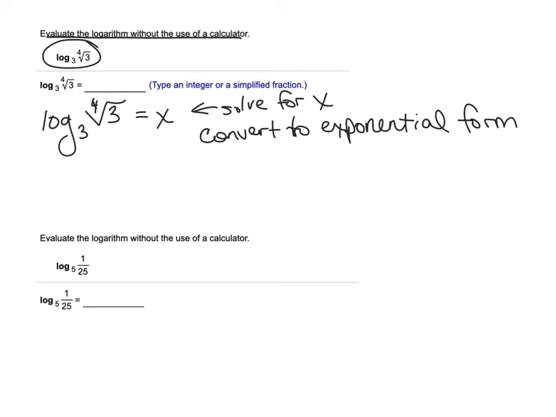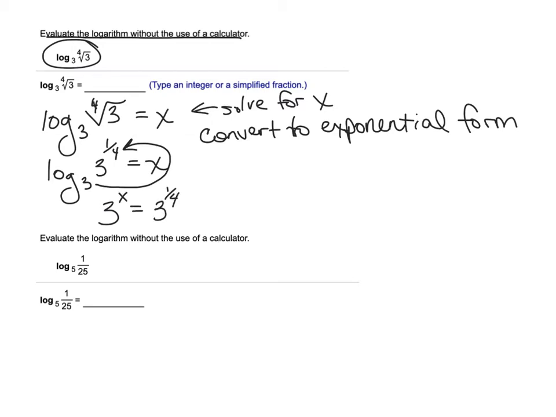Okay, let's do that. Actually, before we convert, let's rewrite the 4th root of 3. That would be 3 to the 1/4. Now, let's convert it. Remember how we do it. We start with the base, which is 3, and we curl around like that. 3 to the x equals 3 to the 1/4.